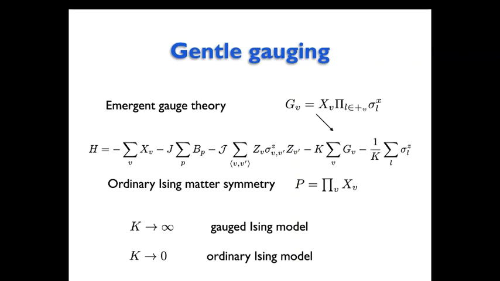And now, because I do not have a strict constraint, I just have a usual Ising symmetry. So you can check that this commutes with the Hamiltonian. So you can also view it as an ordinary symmetry in these models where gauge theory is emergent.